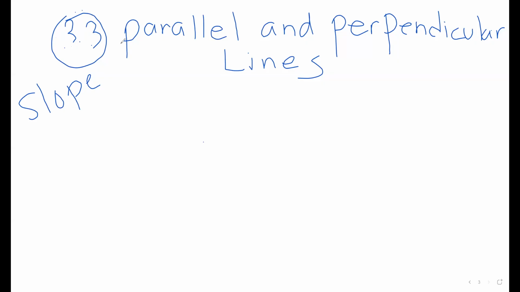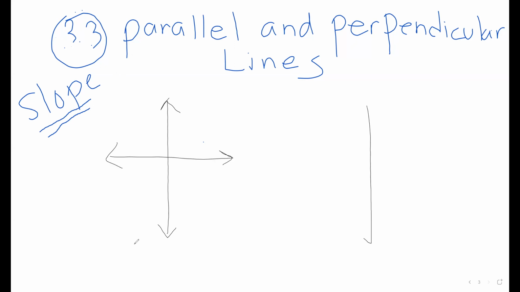The third thing we're going to be learning in 3.3, the slope of the line, is the characteristics of parallel and perpendicular lines. Those characteristics will be around the slope. So we'll be looking at the slope of parallel and perpendicular lines. Let me make sure that you know the difference between parallel and perpendicular lines and what their slope looks like.